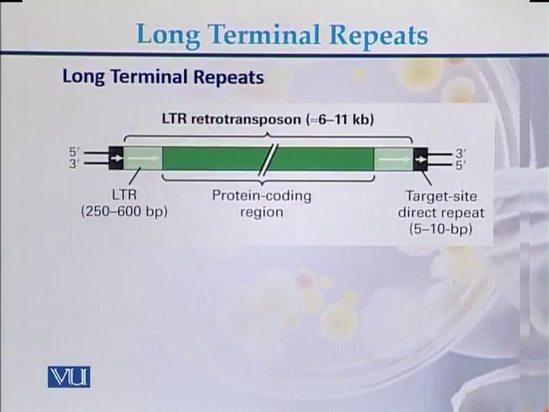Here is the diagram of a long terminal repeat, where we can see that in the middle there is a protein coding region, and on both sides there are LTRs. LTR can be between 250 base pair up to 600 base pair. On this side we can also see that there is an LTR, and there are target site direct repeat sequences from 5 to 10 base pair. The size of a typical LTR retrotransposon can be between 6 up to 11 kb.